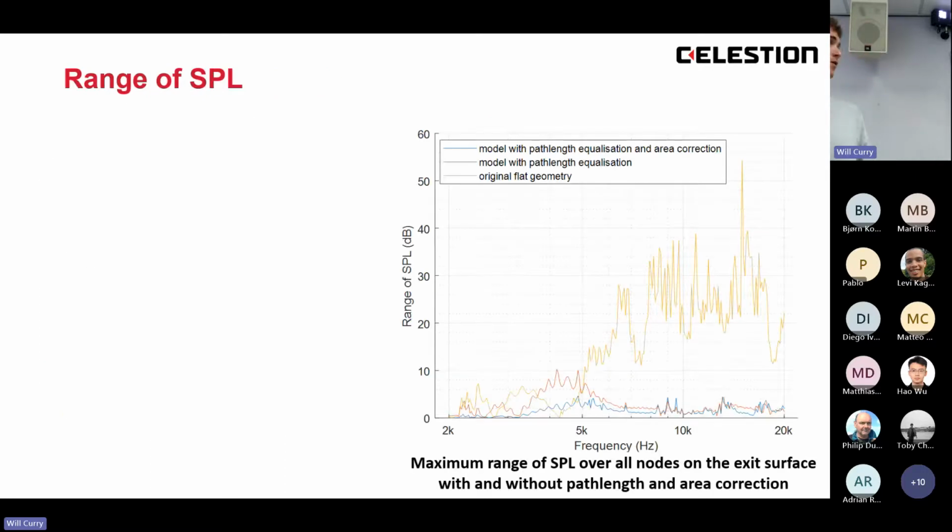The range in SPL was used to look at the acoustic performance of the waveguide over a wide range of frequencies. This is the maximum range in sound pressure level across all of the nodes on that exit surface. In this plot I've got the original flat model, a model with the path length equalisation corrugations, and then a model that's also got some thickness adjustments using the felt area metric. If the range in sound pressure level is 0, it implies the pressure waves are completely aligned with the exit surface of the geometry.